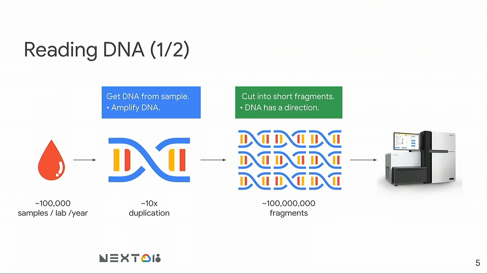And then we cut it into tiny fragments. And this is because the machines can only read short bits of DNA at all. So we need to cut it so the machine can access these parts. A lot of fragments, so perhaps 100 million fragments in this example. And DNA, by the way, has a direction, so we don't worry too much about it flipping around. And then you put it in the machine. This is an example machine. It doesn't have to be this one.